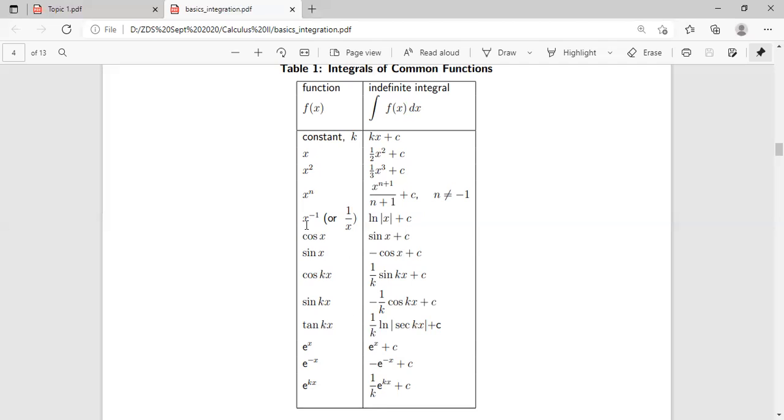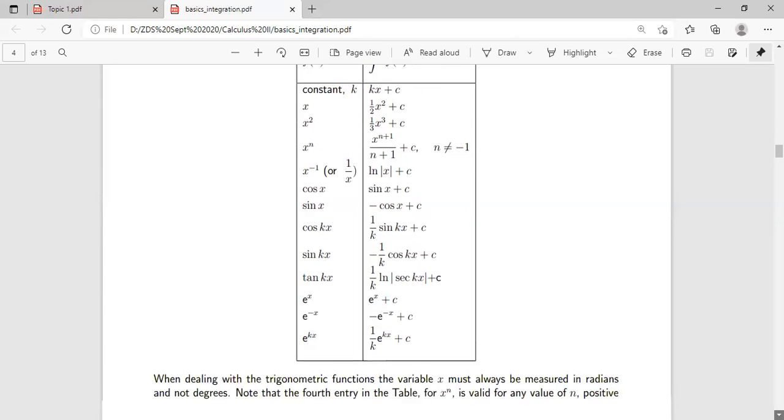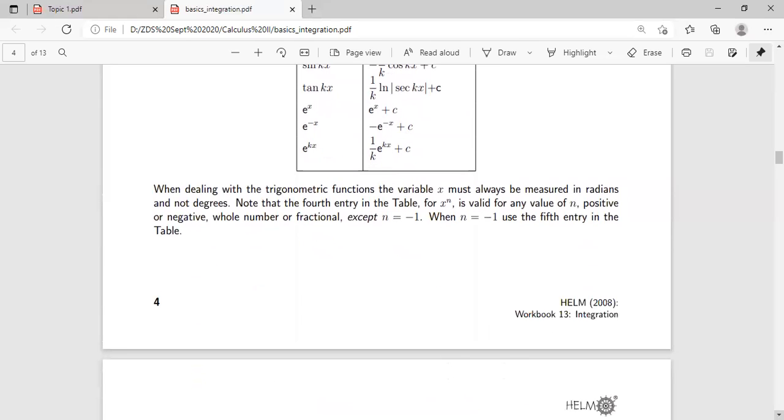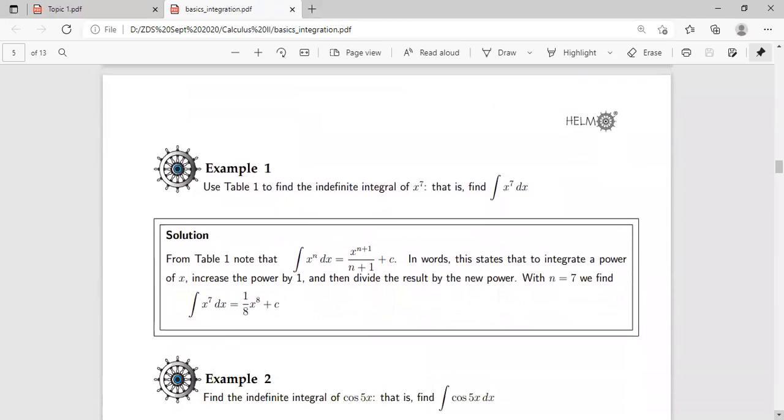Then the integration of cos x, this is for trigonometry, so we'll be coming to that later. And then of course, we have the exponentials appearing there. So kindly note that you are going to use these rules and they apply.